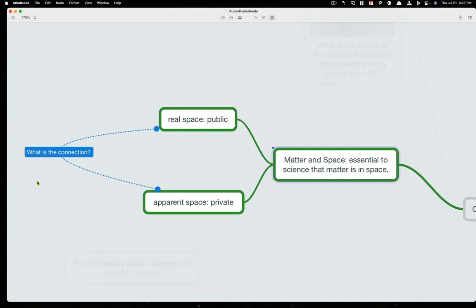And no matter how hard I think about it, there is this, or apparently is this public space, which is going to behave in ways independent of how I think about it. But he still wants to know what's the connection. How do we connect these private and public spaces? What's the connection between the two?